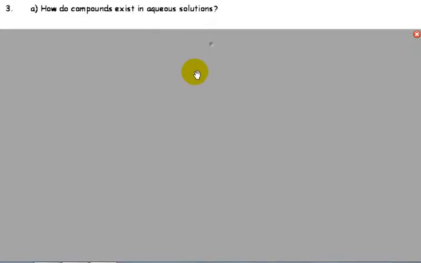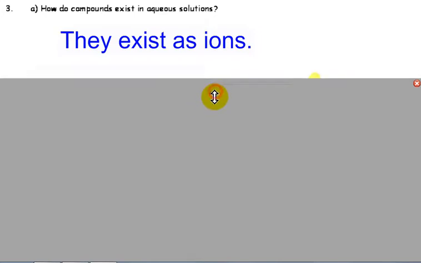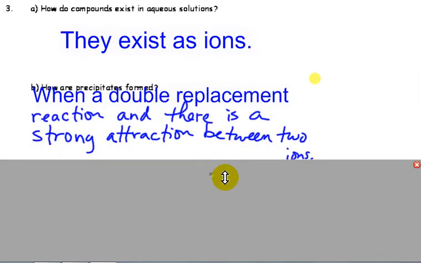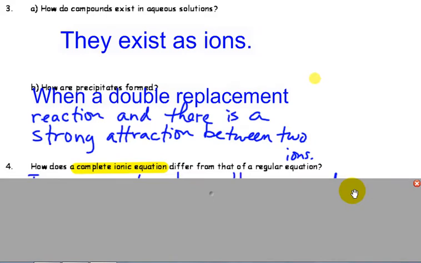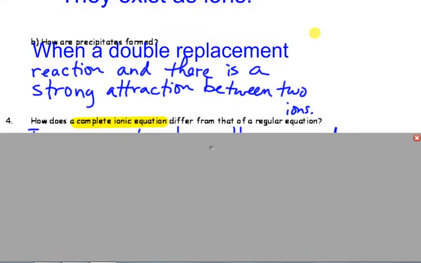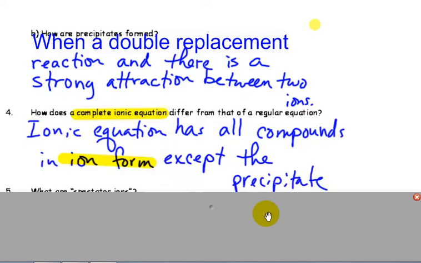How do compounds exist in aqueous solution? They exist in ion form. And how are precipitates formed? So these are double replacement reactions, and there's a strong enough attraction between one positive and one negative ion such that they form a solid in solution, and that solid is insoluble. So it comes out of solution and just sits as a solid at the bottom of the beaker or whatever we have it in.